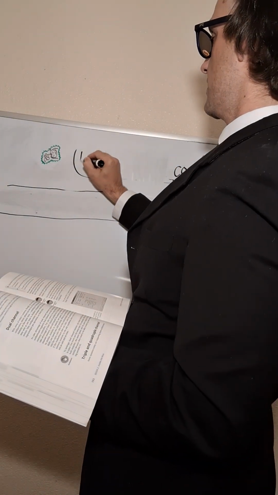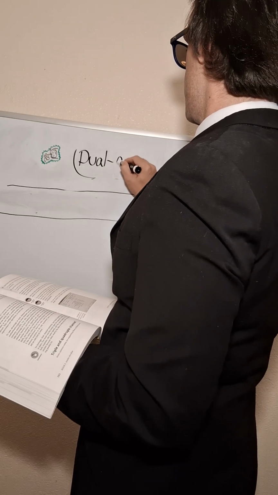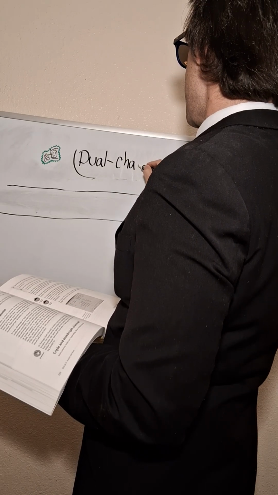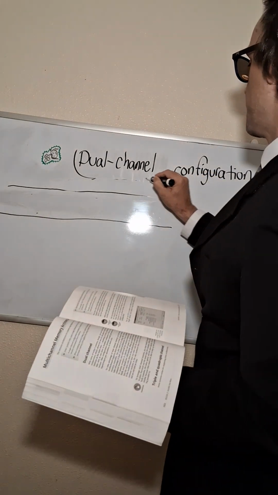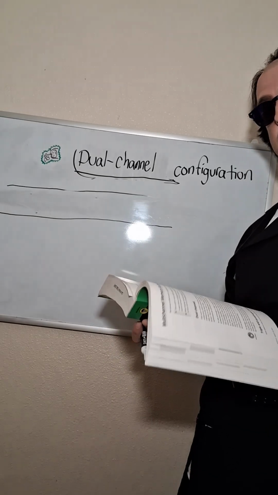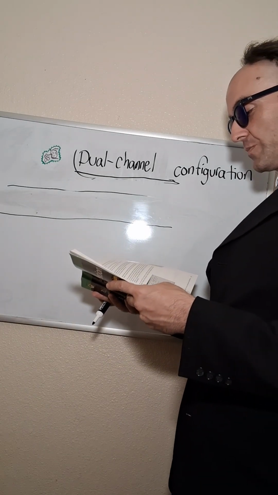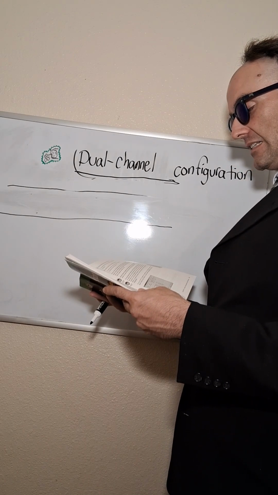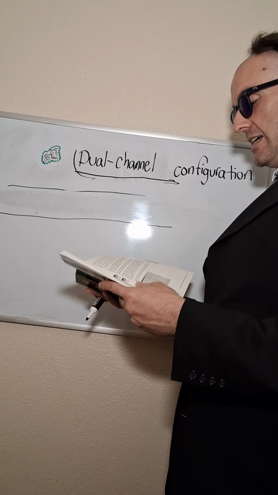Dual channel configuration. That's what we're using nowadays. Dual, D-U-A-L, channel, C-H-A-N-N-E-L, configuration. Nowadays, that's what's used. Dual channel allows for two 64-bit lanes to carry information to and from memory at the same time.